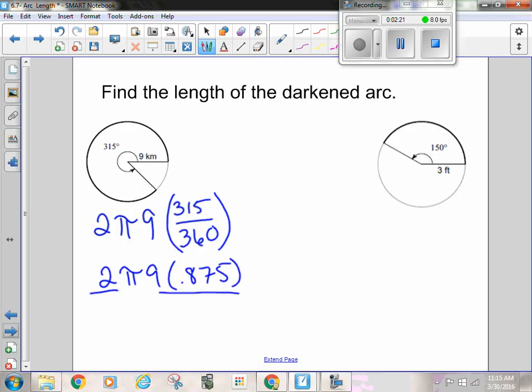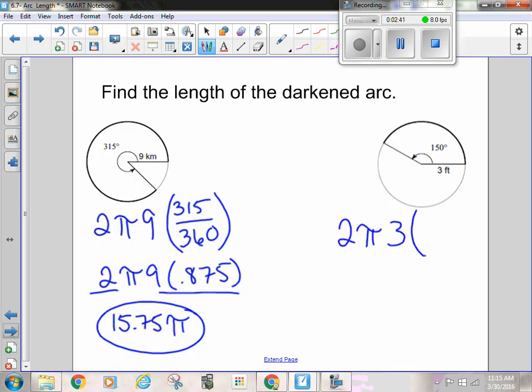Again, I'm going to be multiplying, and I get 15 pi. Again, I'm going to leave my answers as pi. I think the book asks for you to leave them with pi. Let's look at one more example. Again, my 3 feet is my radius.